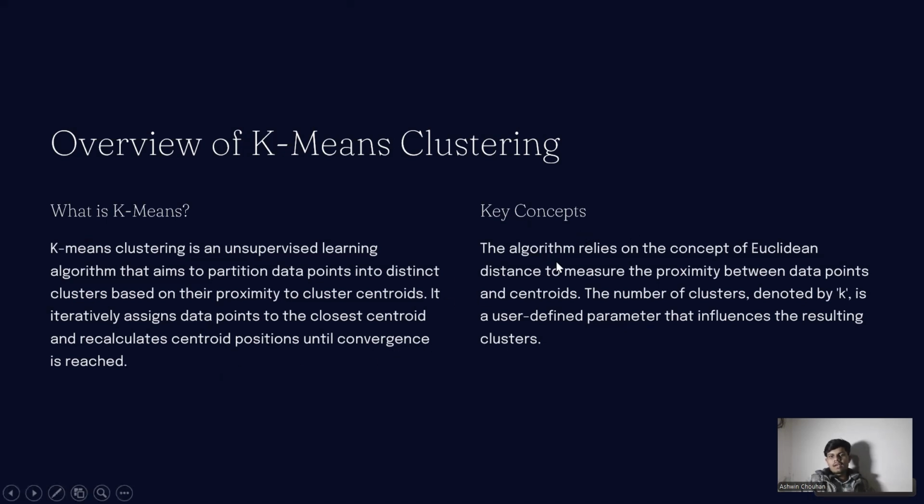Key concept. The algorithm relies on the concept of Euclidean distance to measure the proximity between data points and centroids. The number of clusters, denoted by k, is a user-defined parameter that influences the resulting clusters.